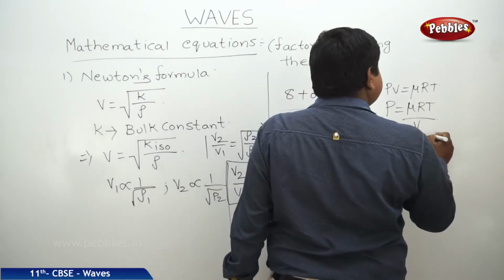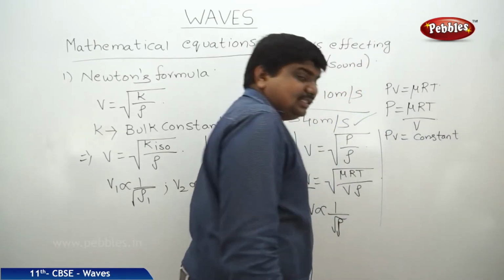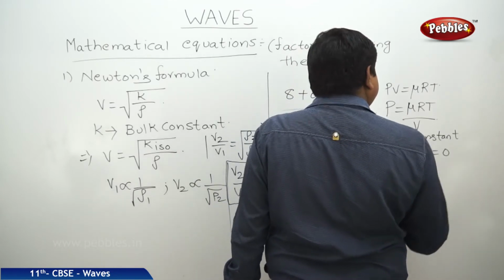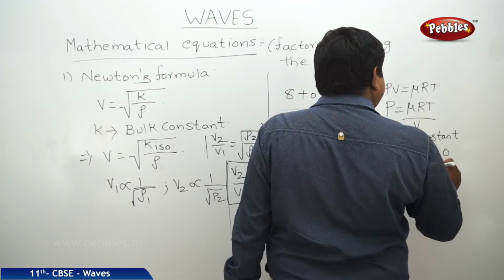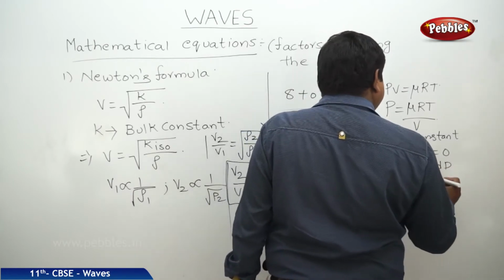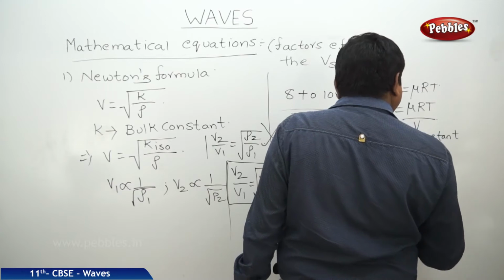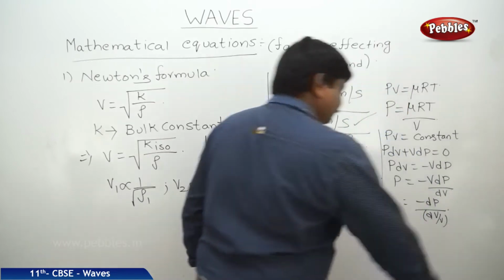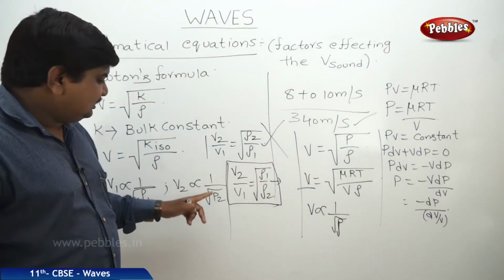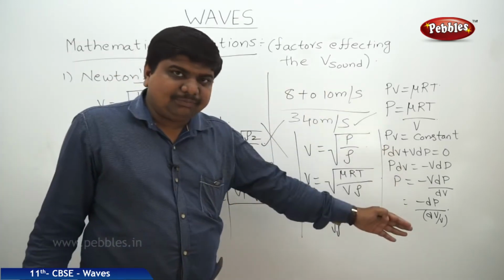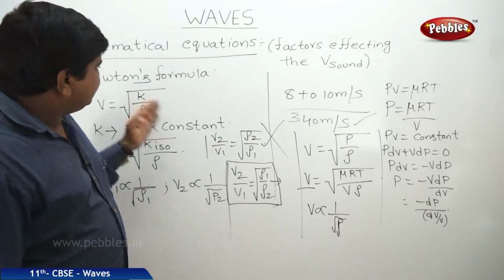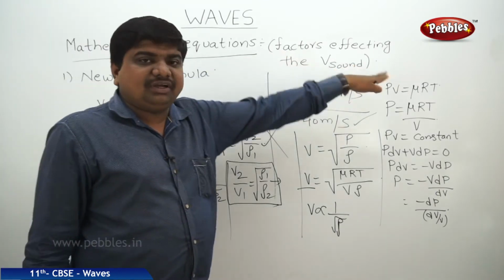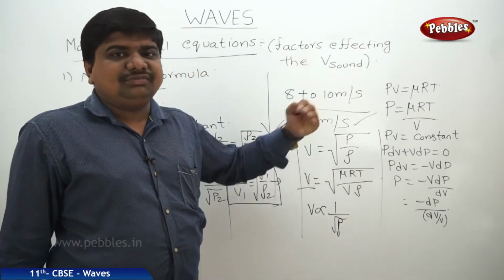PV is equal to constant according to the ideal gas equation. So, there will be PdV plus VdP is equal to 0. Therefore, PdV is equal to minus VdP. Therefore, P is equal to minus V dP by dV. Therefore, it was written as minus dP by dV by V. If we substitute this value in the given equation, in any of these three processes, we can get the same answer. So, this was the proof of the density factor that affects the speed of sound. Next, we will discuss the factor of temperature.